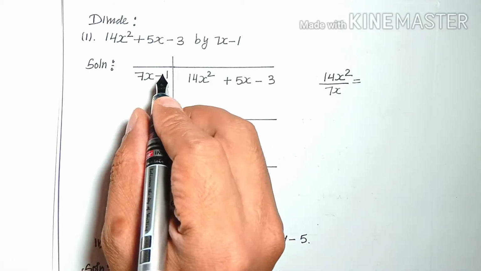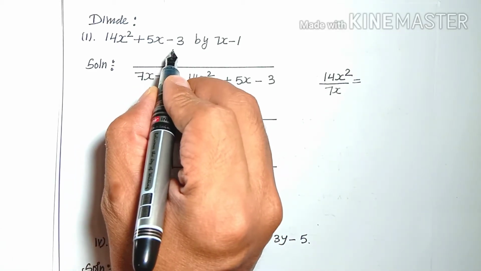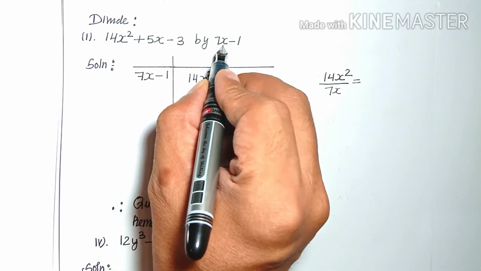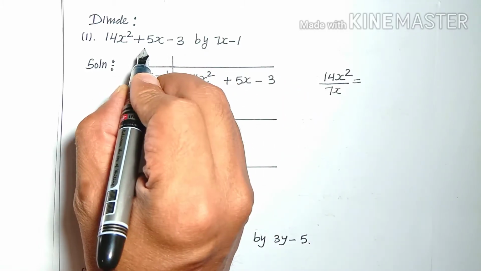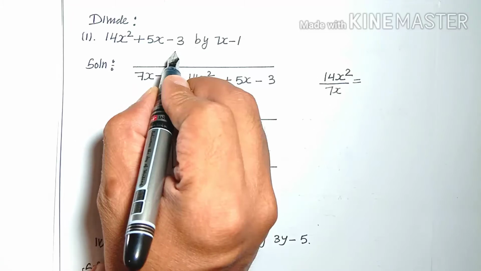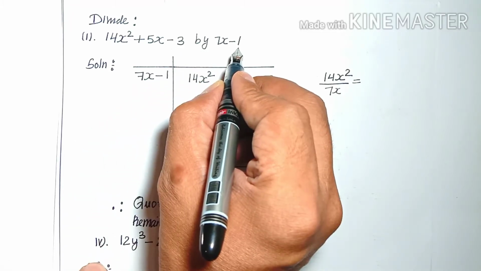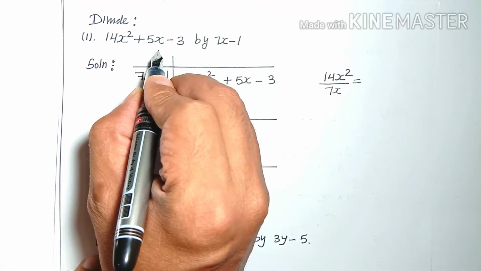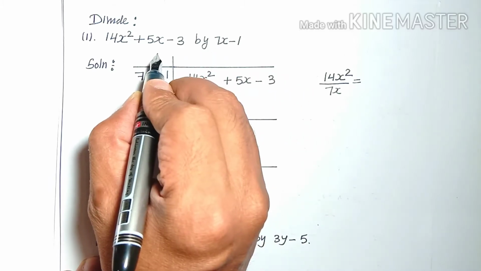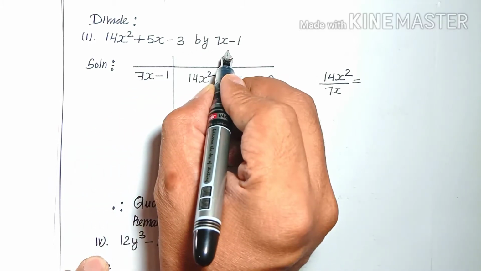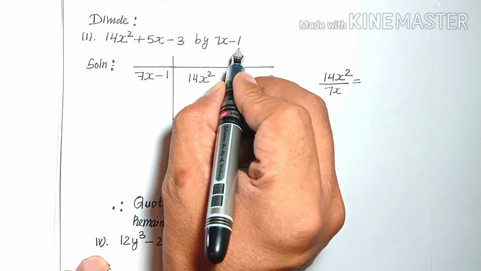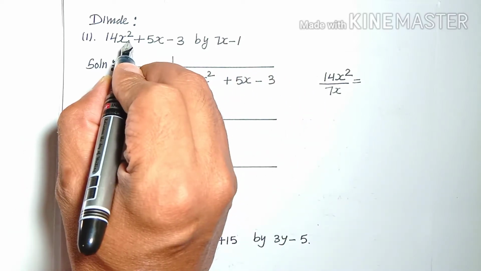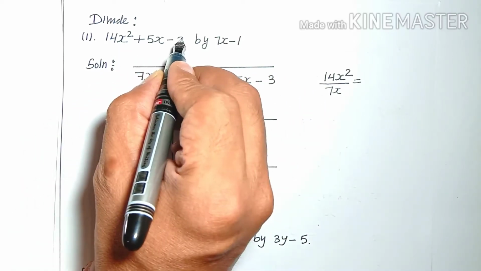Divide 14x squared plus 5x minus 3 by 7x minus 1. So here you'll have to divide one polynomial by another polynomial. Before starting with our divisions, first you'll have to check whether the given polynomials are in standard form or not, and that can be easily made out. The power should be in decreasing order.